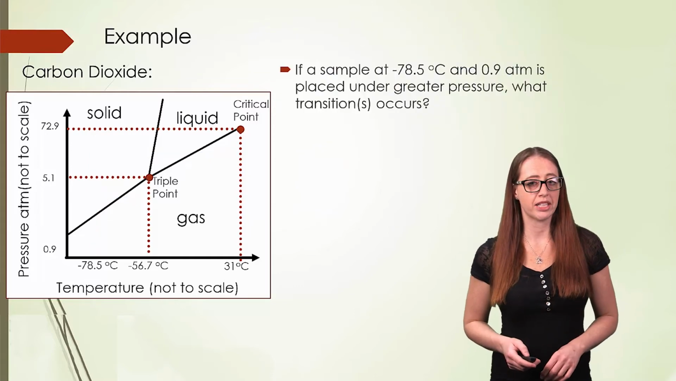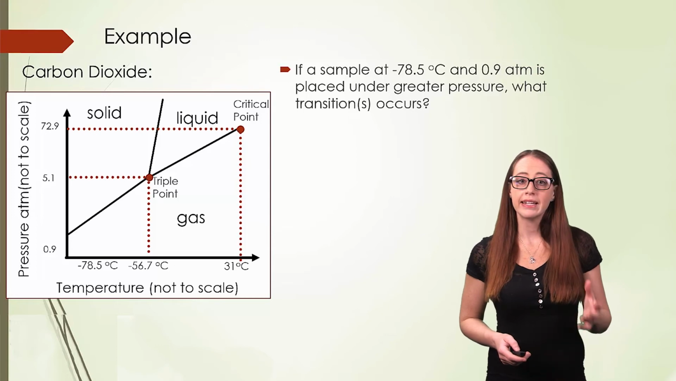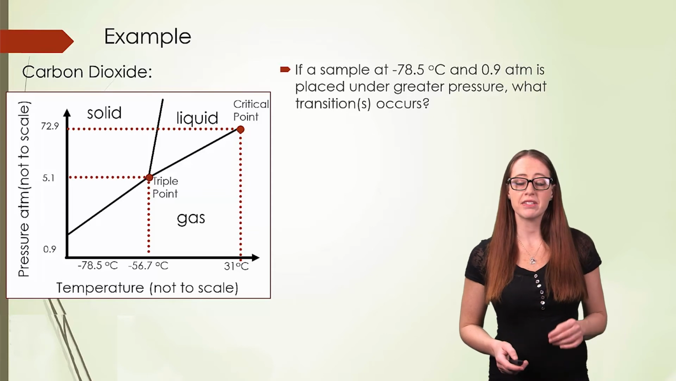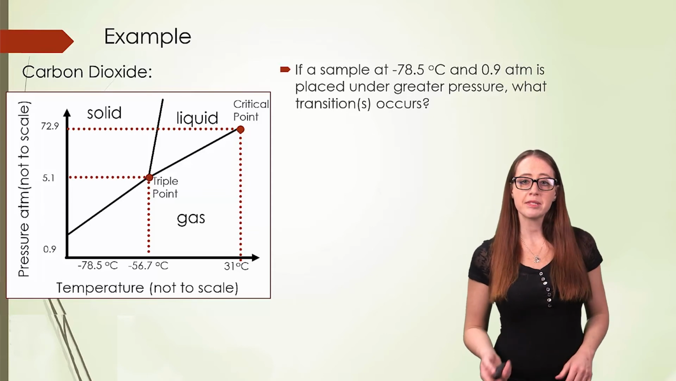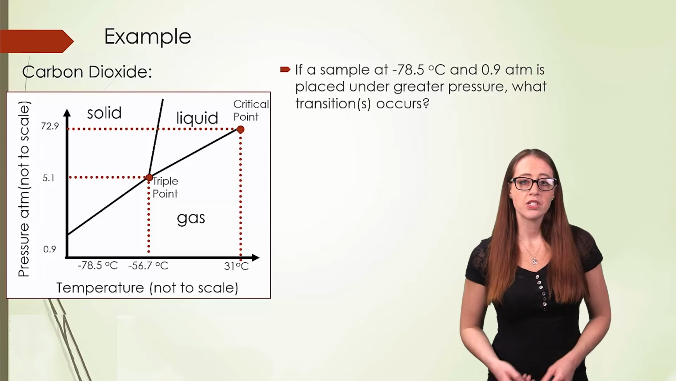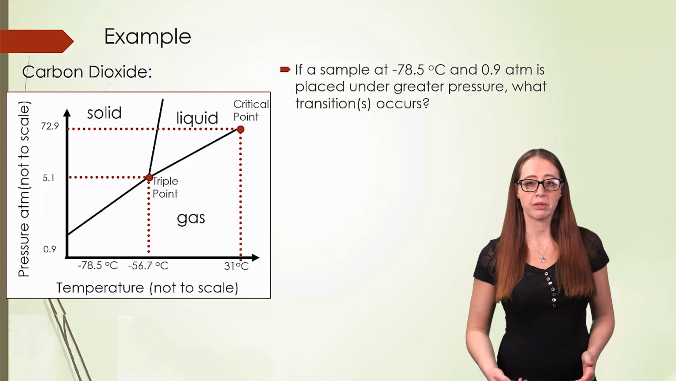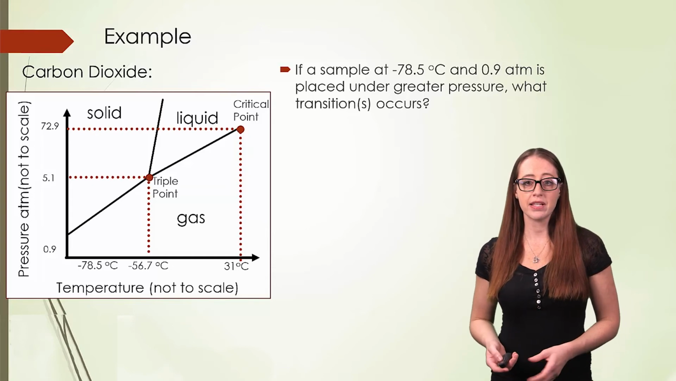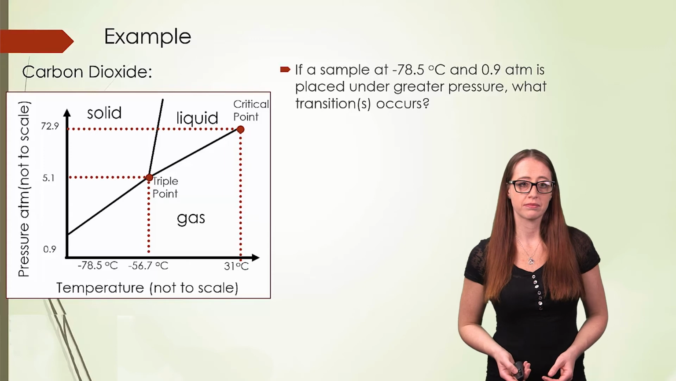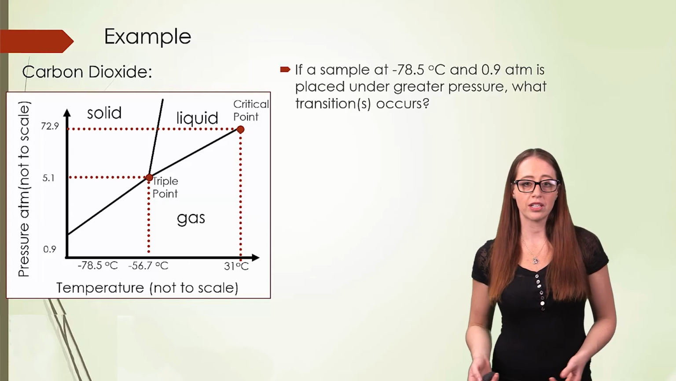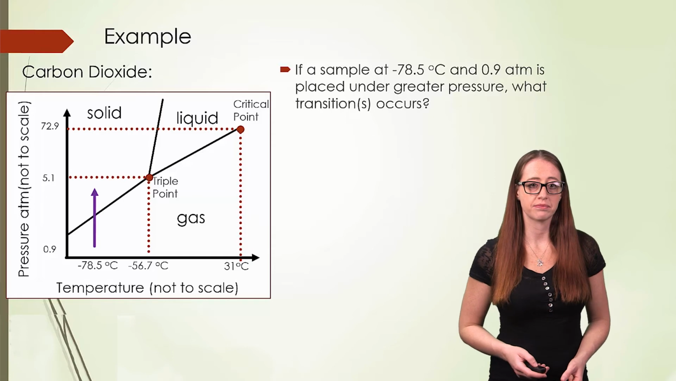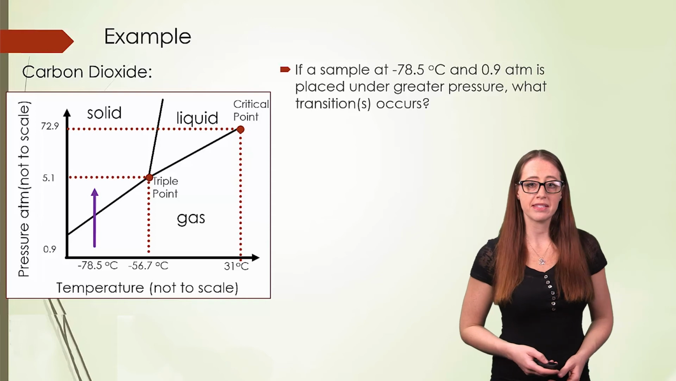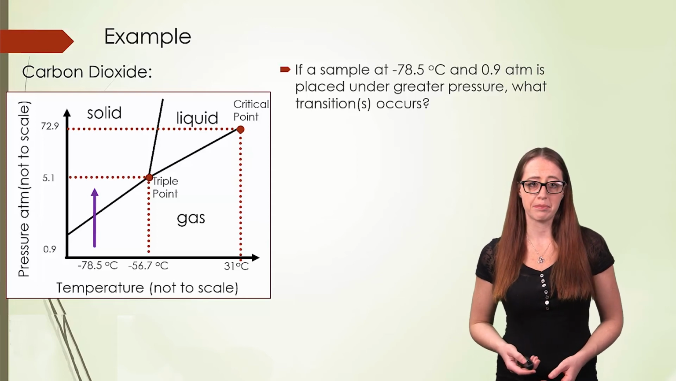Let's do one last problem with the carbon dioxide example. Now a sample, still originally at negative 78.5 degrees Celsius, but this time at 0.9 atmospheres, is placed under a greater pressure. So this time, instead of changing temperature, we're changing pressure. What transition is going to occur? Take a moment and solve this before moving on. Let's draw our line again and see what line it crosses. Since it's going to cross from a gas into a solid, this means that the sample is undergoing deposition.